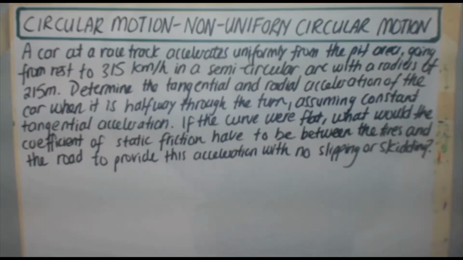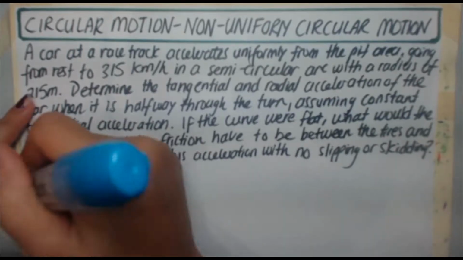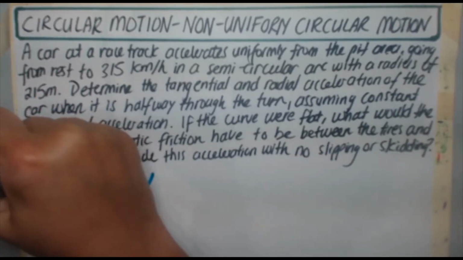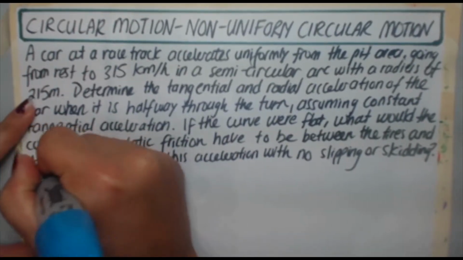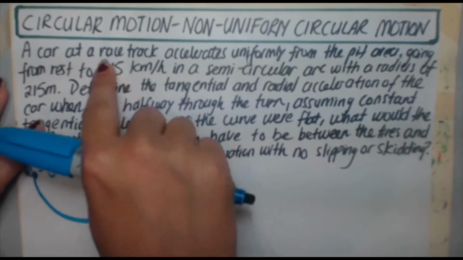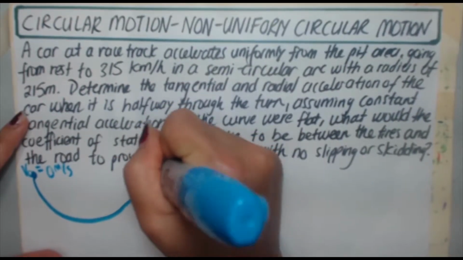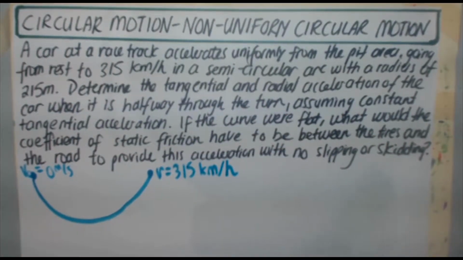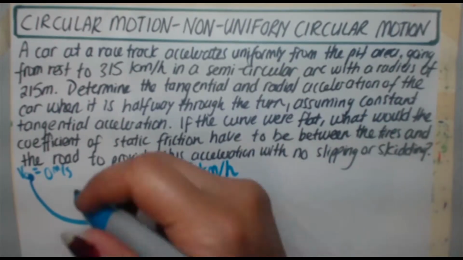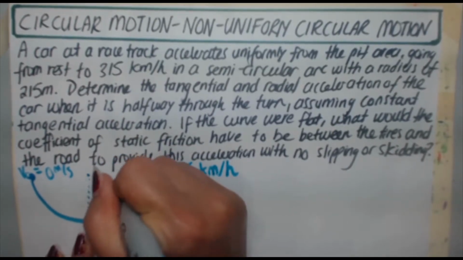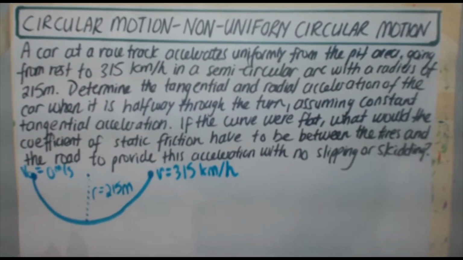So first things first, let's draw our picture. We've got a car moving in a semicircular arc, so it's a pretty easy picture to draw. We know that at the beginning, the speed V0 is 0. The car's starting from rest. After it reaches the other end of the semicircle, it's traveling 315 kilometers per hour, so V is 315 km/h. I already know that I have to convert that to meters per second, so I'm going to do that in just a sec. The radius of the arc is 215 meters, R equals 215. That's all the information we're given so far.